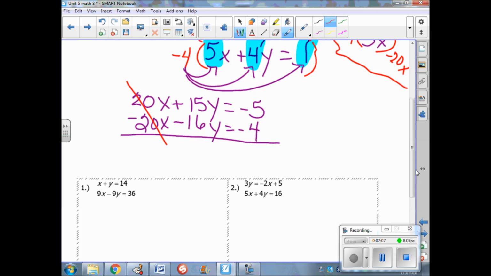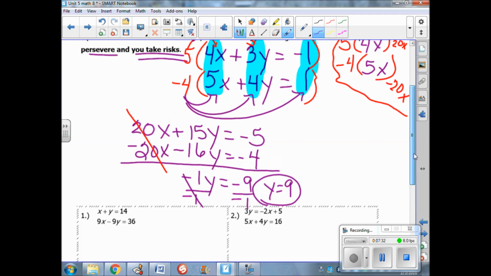So now let's just add. Positive 15y minus 16y is a negative 1y. Negative 5 plus negative 4 gives me negative 9. If I need to continue to solve for y, I've got to divide by negative 1, and I get y is positive 9. So I found one of my variables. Now I've got to find the other. I've got to find the x. I've got the y. So what do I do?